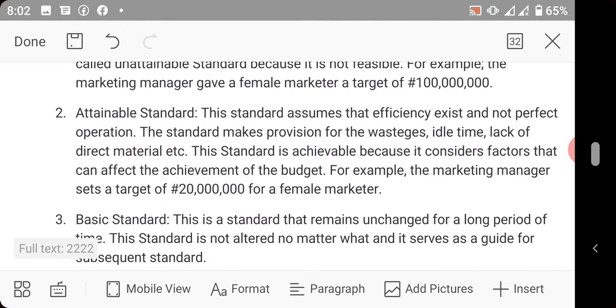Attainable standard is a standard that can be attained because provisions were made for wastages, idle time, machine breakdown, transportation challenges, unavailability of materials. Those wastages that would arise as a result of non-fault of the workers.